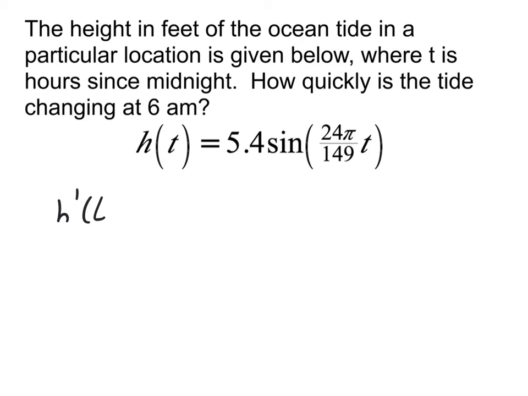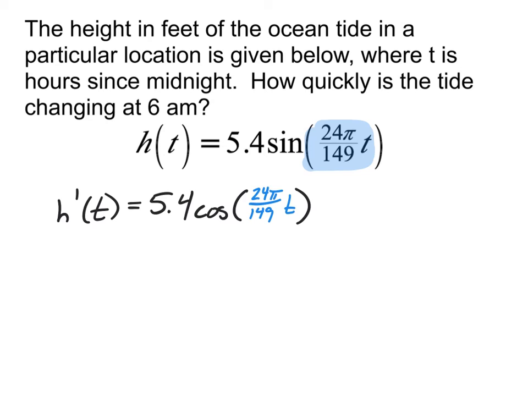So h prime of t equals, the 5.4 can just hang out front here. And I'm going to be doing times the derivative of sine of something. The derivative of sine, of course, is cosine. So that's going to be cosine of our something, our inner function. And our inner function in this case is the whole 24 pi over 149 t. And yes, we do need to keep track of all of that stuff. Then I need to multiply that by the derivative of the inner function.